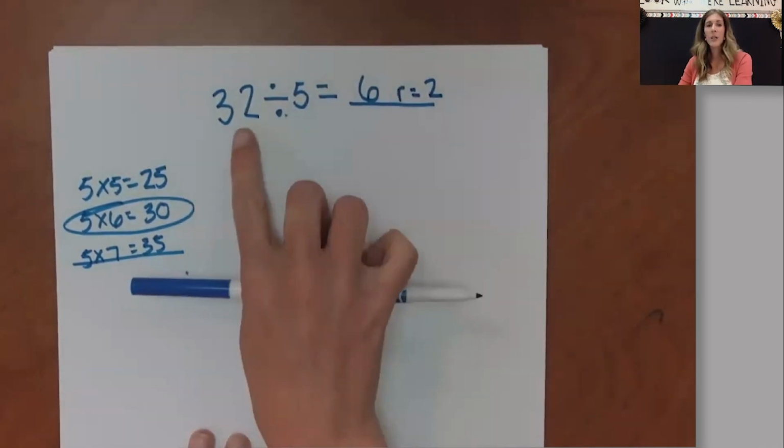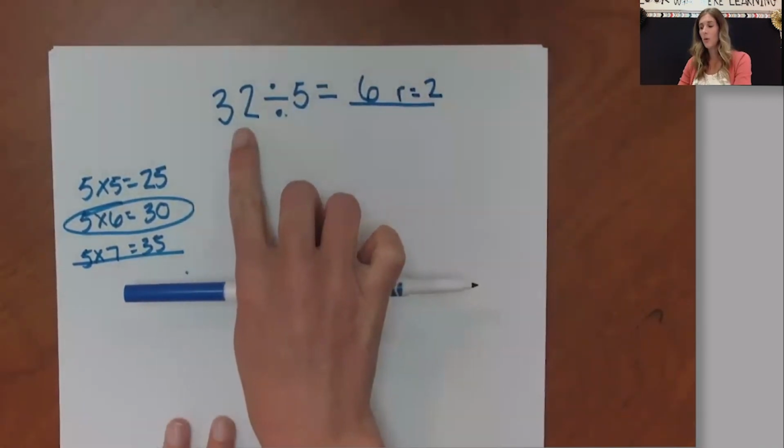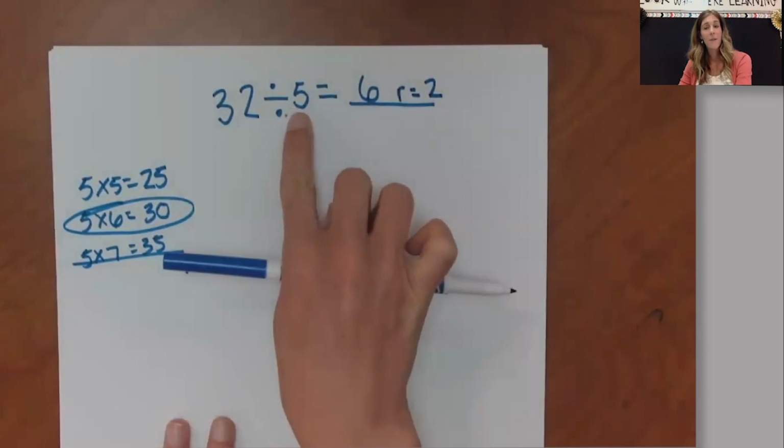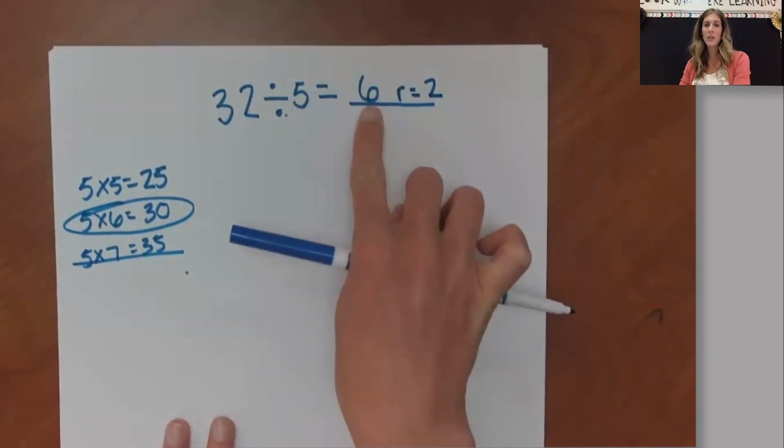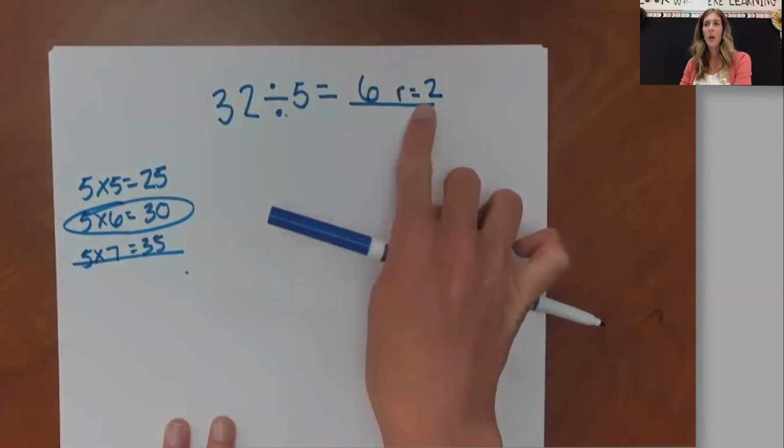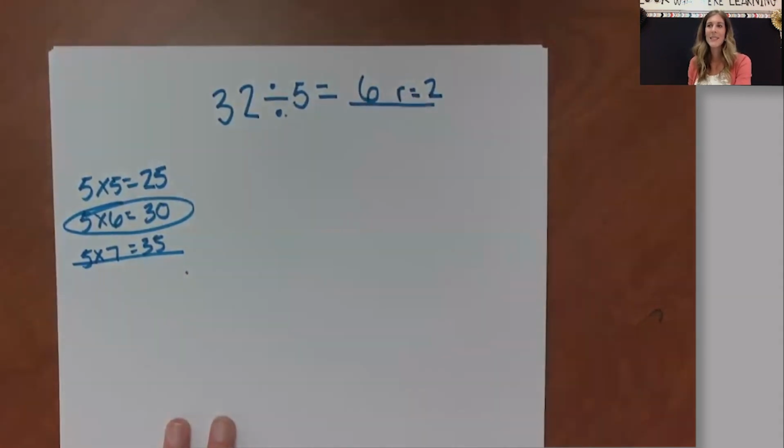So I know that 32, my total amount of soup, divided by 5, the 5 people who I'm sharing the soup between, equals 6 ounces of soup with a remainder of 2. So each person is going to get 6 ounces of soup. Okay, now you try.